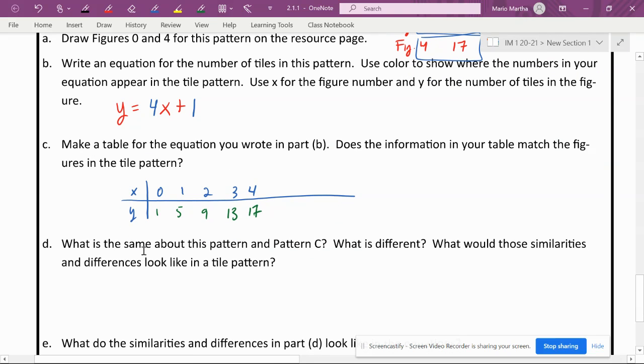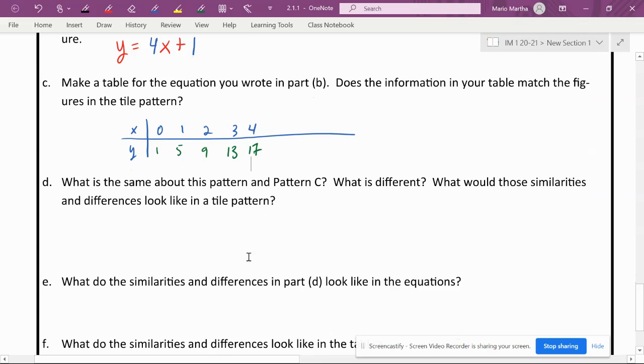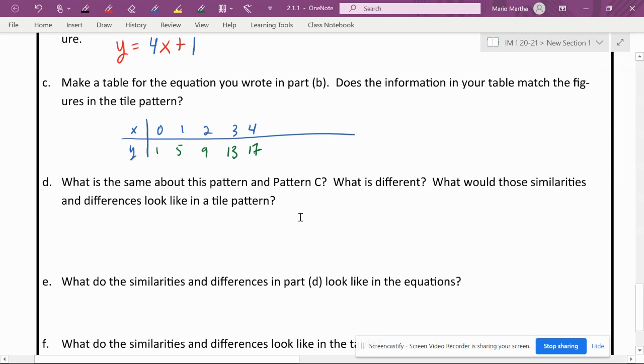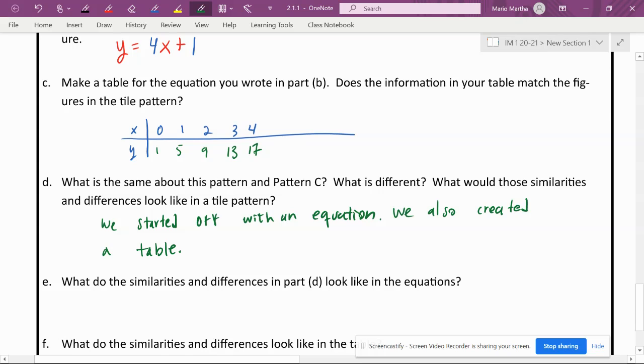Question D, what is the same about this pattern and pattern C? What is different, right? What would those similarities be? Look like in the tile pattern. So how does this change from pattern C, which was this one, right? The table. So if you notice, what's similar is that pretty much they just give you an equation first, right? We started off with an equation. We also created a table. And then what was different from the other two patterns was we didn't see the number of tiles first, right?